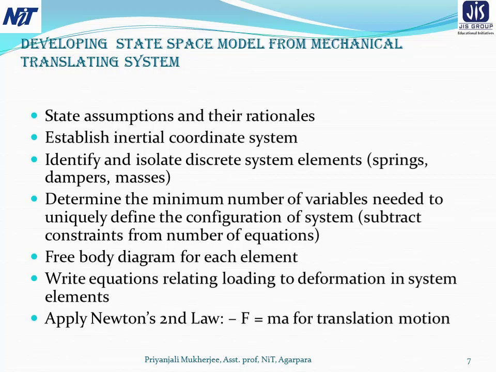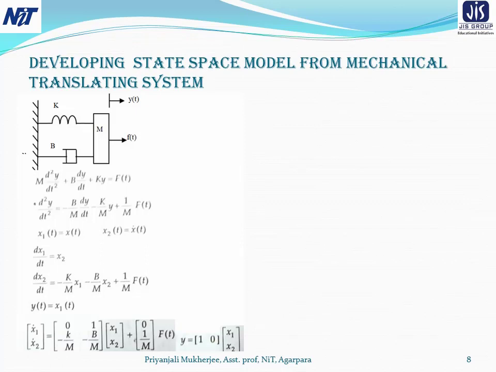First we will state the assumptions, and then we will establish the internal coordinate system. We will identify and isolate the discrete system elements such as springs, dampers and masses. Then we will find the minimum number of variables required, and then we will draw the free body diagram for each element. Then we will write the equations relating loading to deformation in the elements, and finally we will apply Newton's second law. Let us take one example.